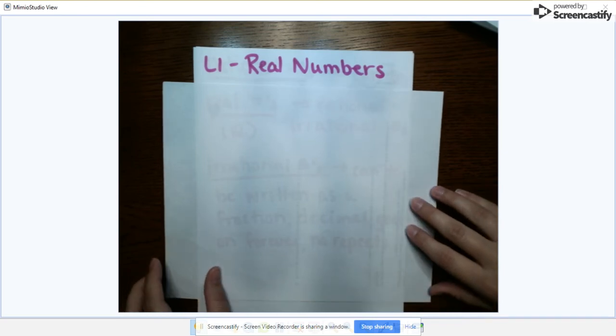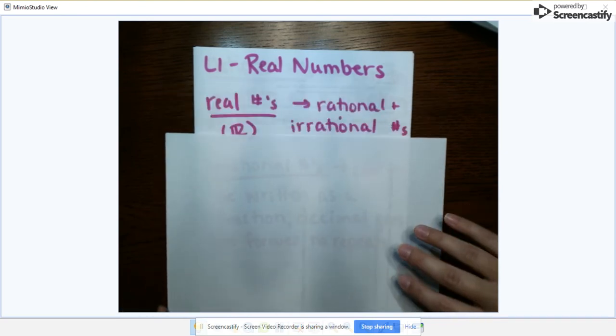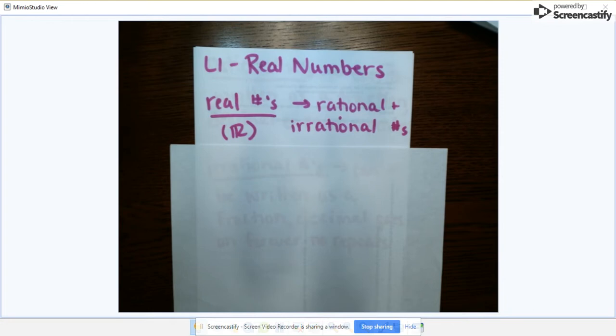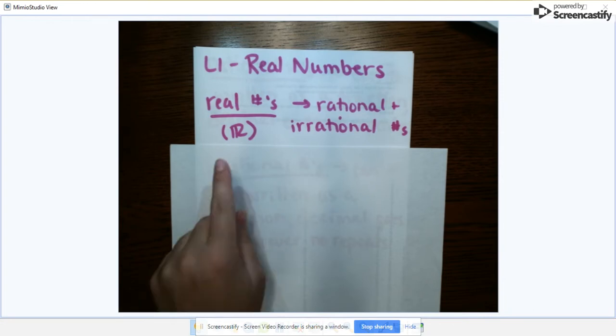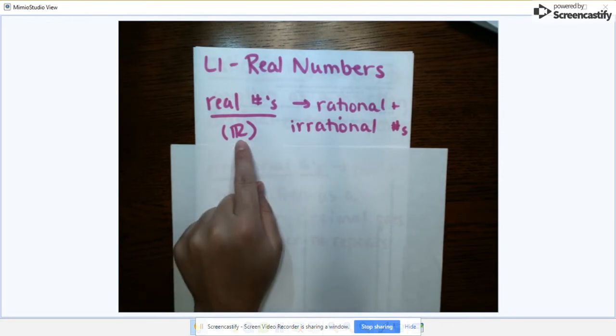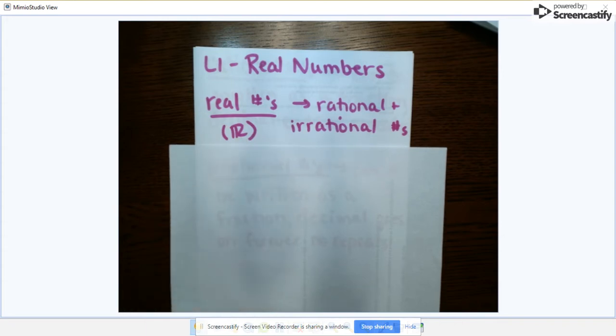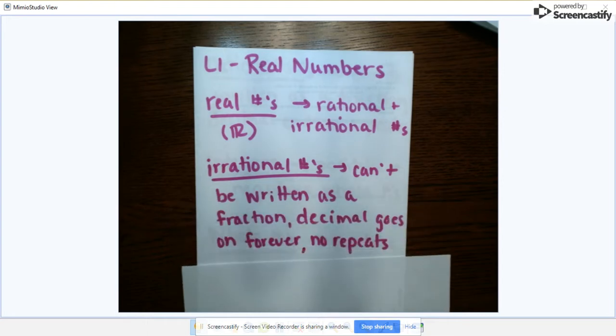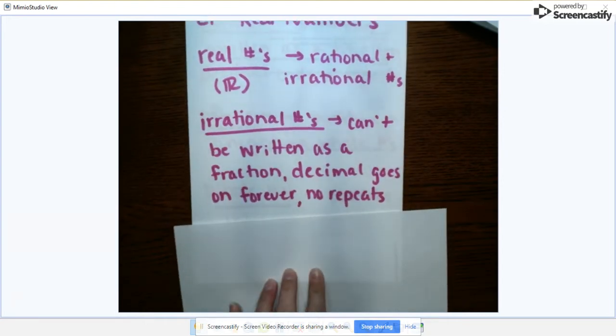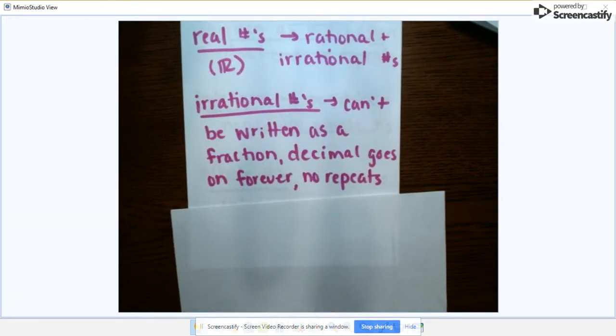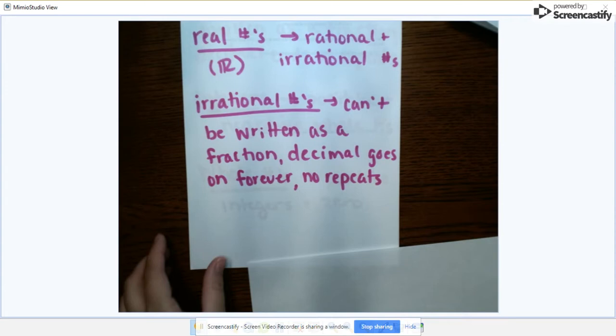Hey guys, we're going to talk about different kinds of real numbers. So real numbers are any rational or irrational number, and we're going to denote or signify real numbers with this double-stemmed R. So if you see that, just know that it means real numbers. So we'll start with the irrational numbers. Irrational numbers cannot be written as a fraction. It'll have a decimal that goes on forever, but there will be no pattern, and the decimal won't repeat.